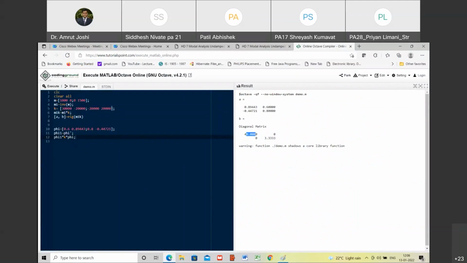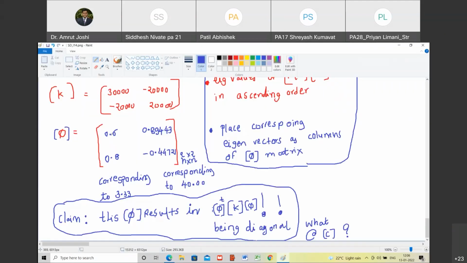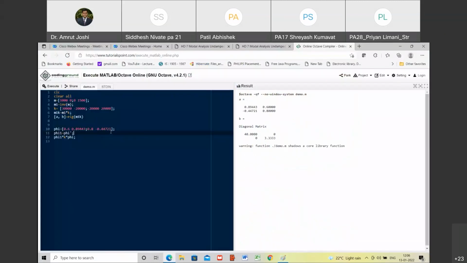Yes, sir. So what is phi matrix? I have written it here: 0.6, 0.89443, semicolon, which means second row, 0.8, minus 0.4472. Happy? Yes, sir. Then I am going to take the transpose of this phi matrix. That transpose I am going to call phi 1. So phi 1 is the transpose of the phi matrix.